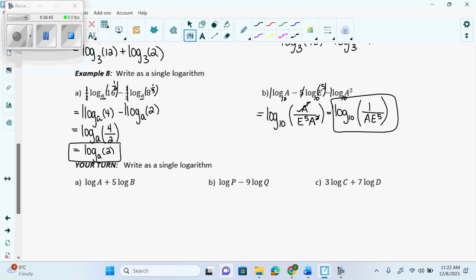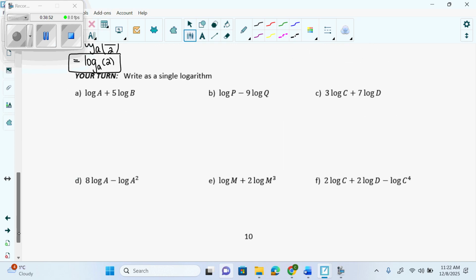So do you see what we have to do there? If we have the same variable on the top and the bottom, we're going to have to cancel. Okay? Your job is to do these 6. Go.